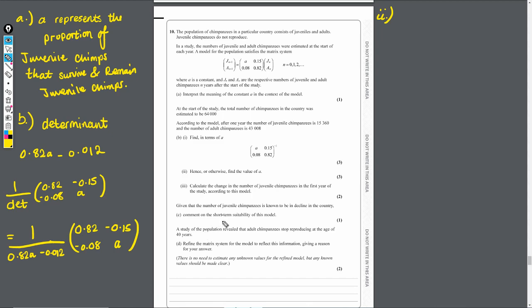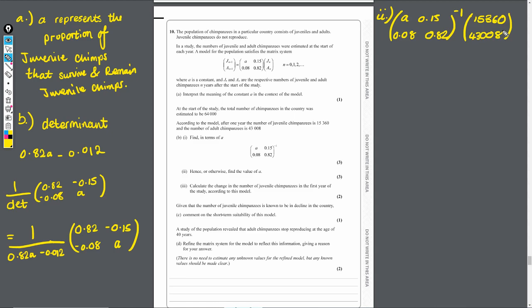So using the inverse now, if I write down the inverse, A, 0.15, 0.82, the inverse of this matrix, and I times it by these population figures that they give us, 15,360 and 43,008, we can work out a value for A. So multiply that through by 15,360 and then 43,008, we can work out a value for A.